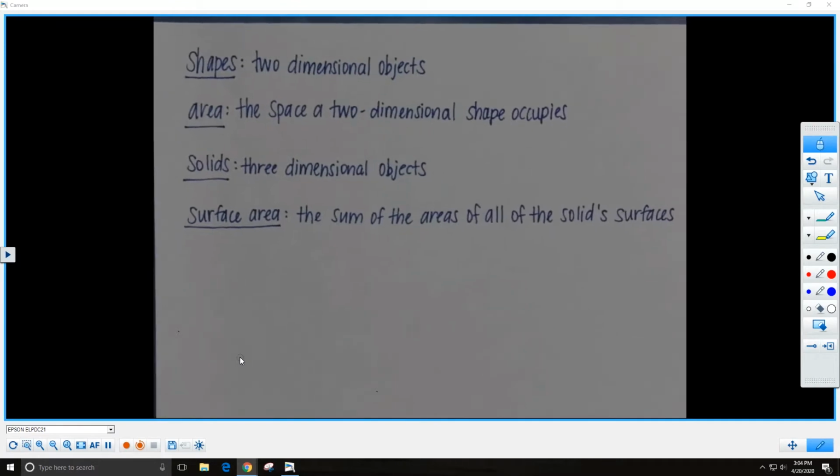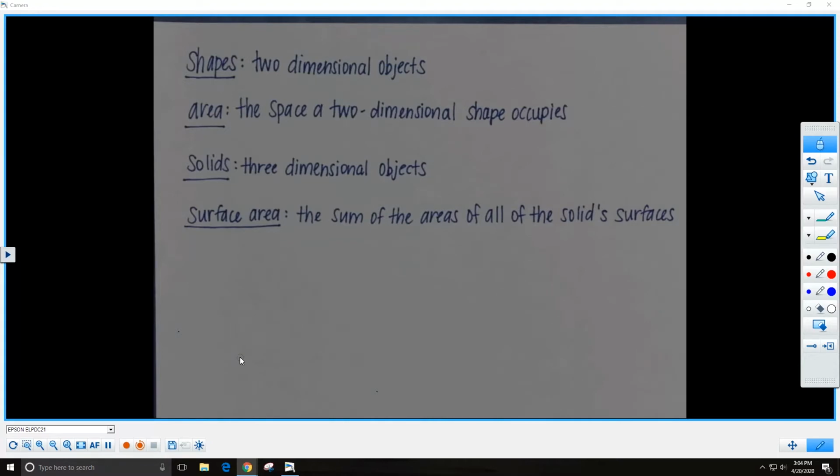Today we are going to explore surface area. Let's take just a minute to review some vocabulary. Two-dimensional objects are called shapes. Rectangles, triangles, circles, squares, etc. are two-dimensional shapes. Recall that the area is the space that a two-dimensional shape occupies, or we can think of it as a measure of the surface. Three-dimensional objects are called solids. Cubes, prisms, and pyramids are examples of solids.